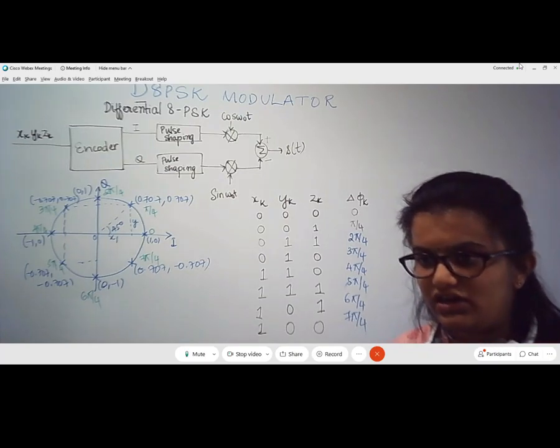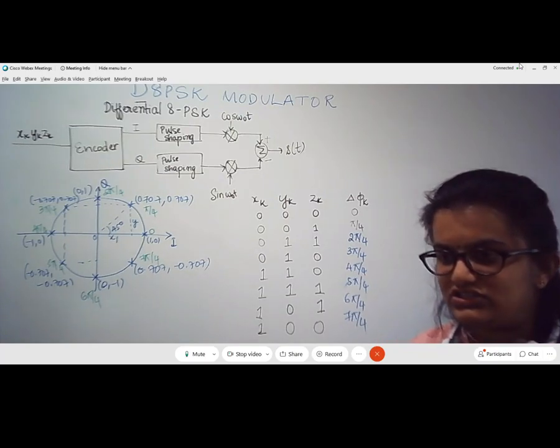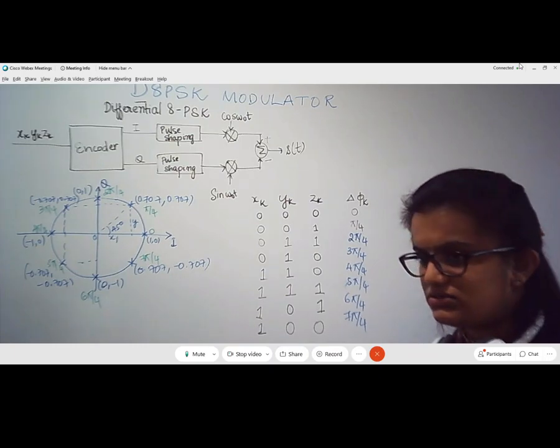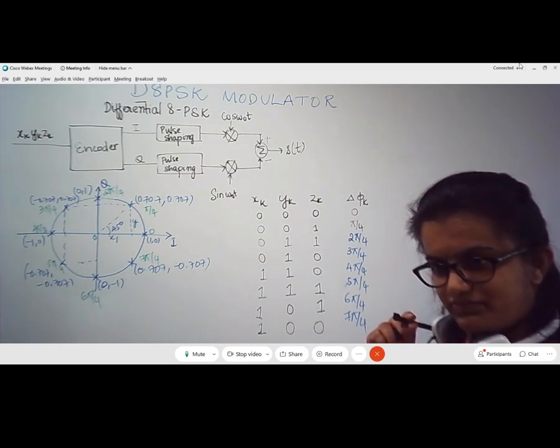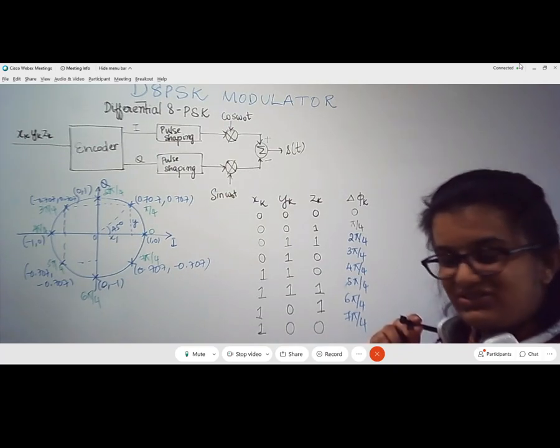Till here it is okay? Till here have you understood? Do you have any doubts? Ma'am, are these xk, yk and zk the 3 symbols or not?